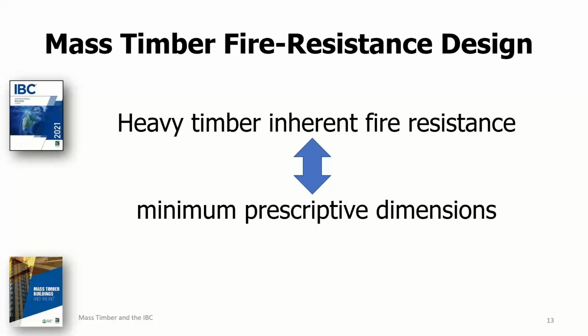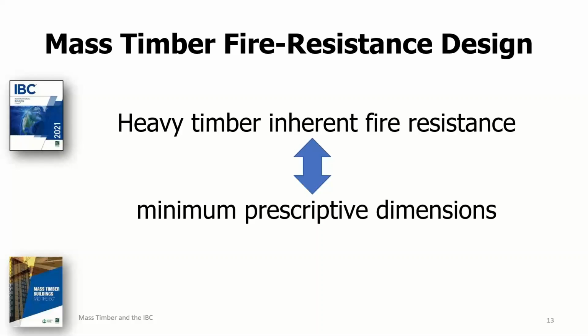Although most of the members and assemblies in traditional heavy timber construction, now called Type 4 HT, are not required to have specific fire resistance ratings, they do have an inherent fire resistance due to the fact that they're required to have minimum cross-sectional dimensions. These minimum cross-sectional dimensions are specified in IBC section 2304.11, and they're based on tried and true track records of performance over the past century or even more.